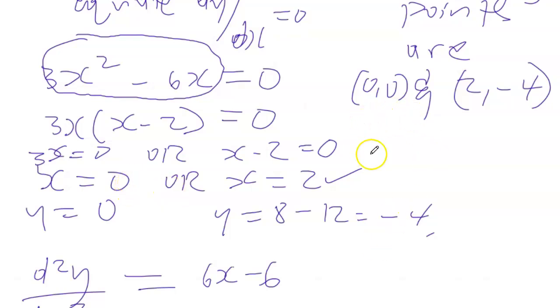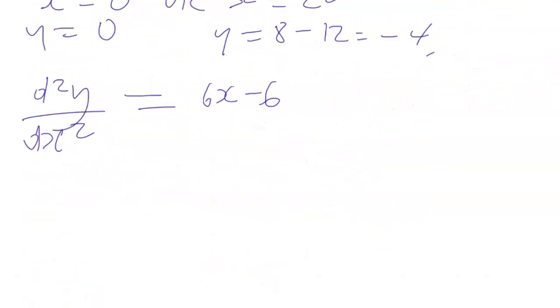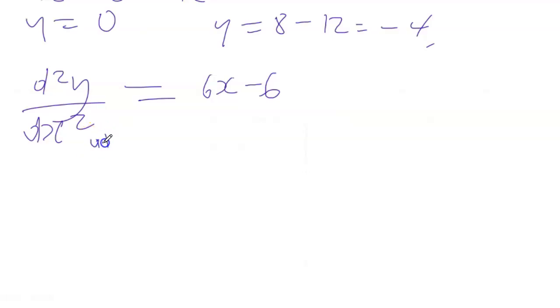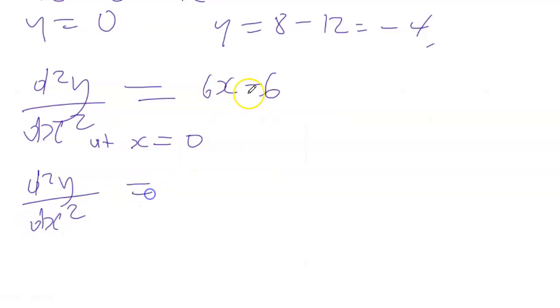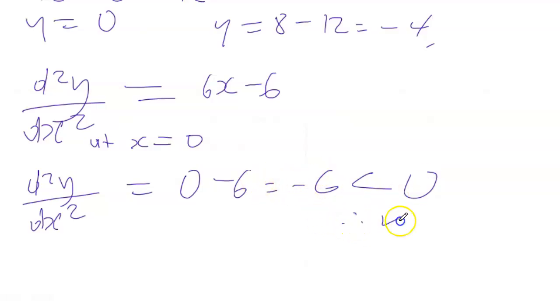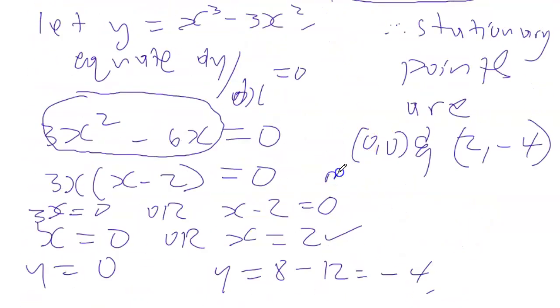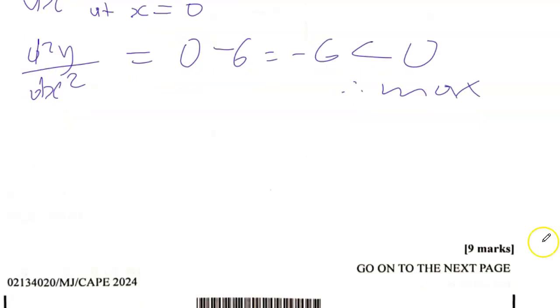At x equals 0, the second derivative is equal to 6 times 0, which is 0, minus 6, that's negative 6. And negative 6 is less than 0. If the second derivative is less than 0, that's a maximum. So 0, 0 is a maximum point. We expect the other to be a minimum, but anyway, let's do the test.